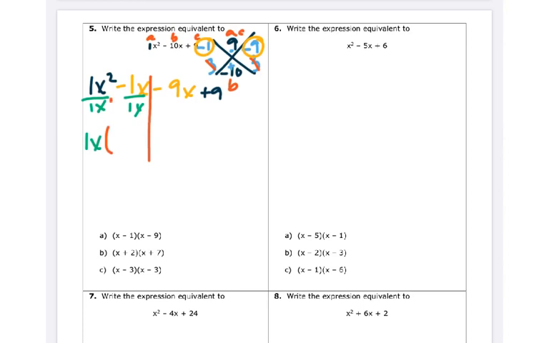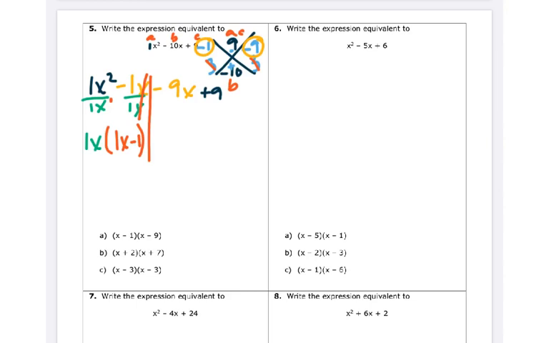What's left over? 1 divided by 1 is 1. 2 x's, take away 1x, is just 1x left over. 1 divided by 1 is 1. X's will cancel if it's the same letter on the top and the bottom.